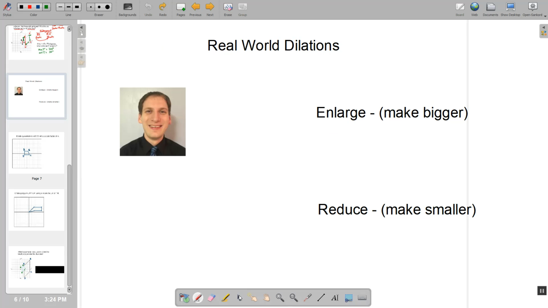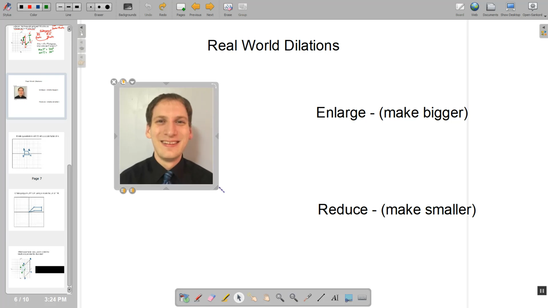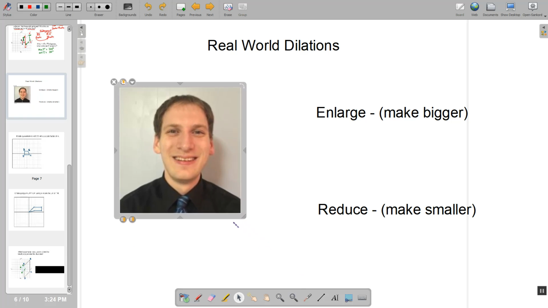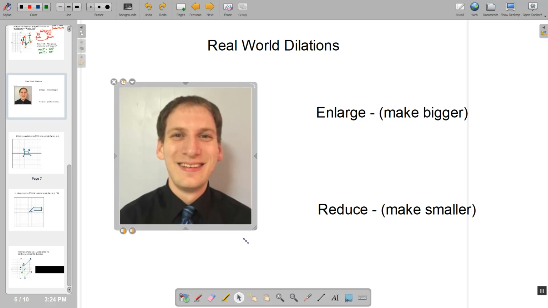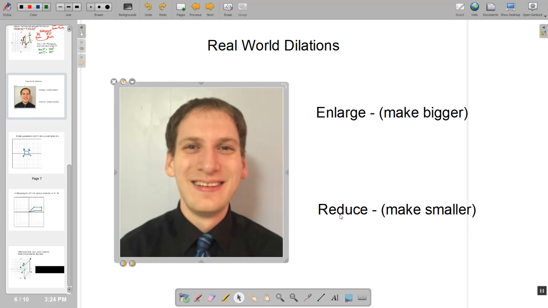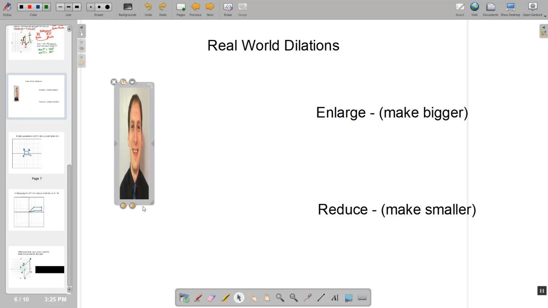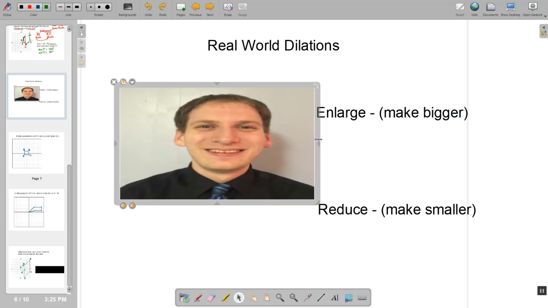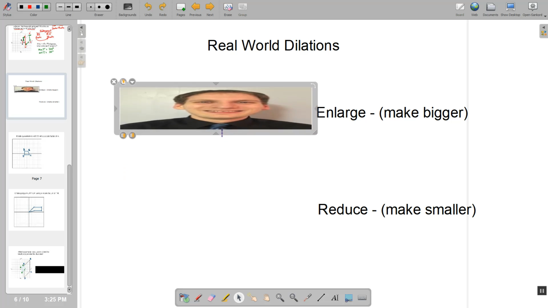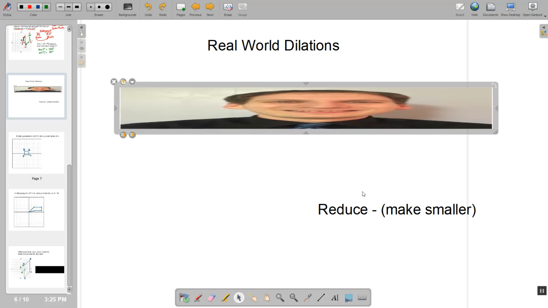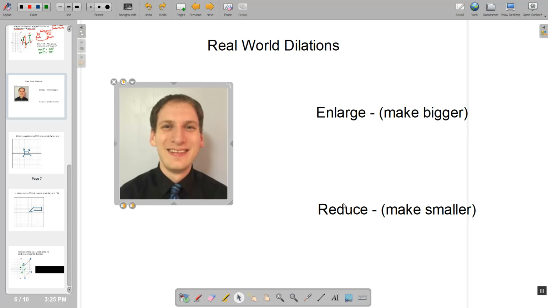For a quick review of dilations, we are looking for enlargements, which make a shape bigger but keep the shape the same, only changing the size. A reduction would make the shape smaller. As long as the shape does not change, you have a dilation. So, for example, if I did something real crazy to this poor fellow here, it is no longer a dilation. It has to remain the same shape that you started with.